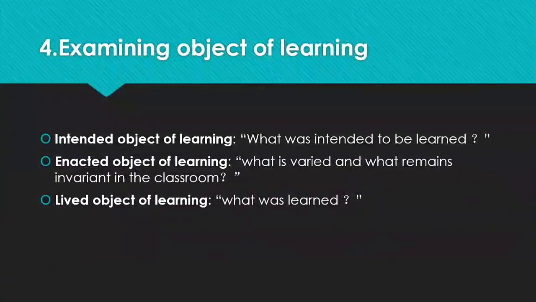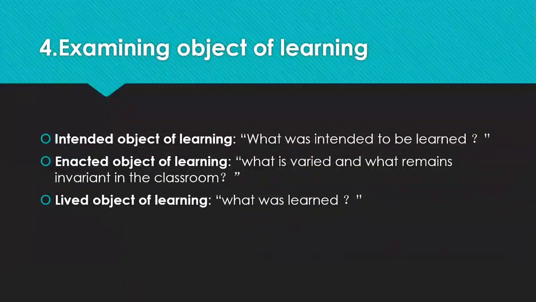Next, examine object of learning. The object of learning is examined by people from three different perspectives: intended object of learning, enacted object of learning, and lived object of learning. Intended object of learning describes the object of learning from the teacher's viewpoint. It's to say what was intended to be learned, what the teacher wants the learner to learn.